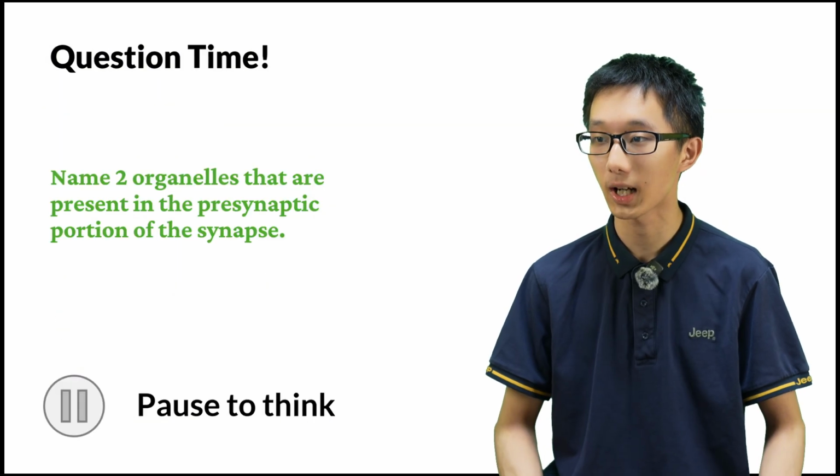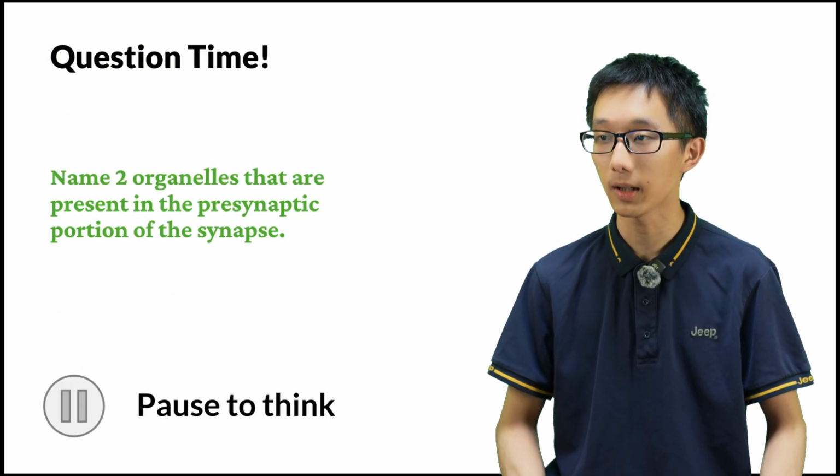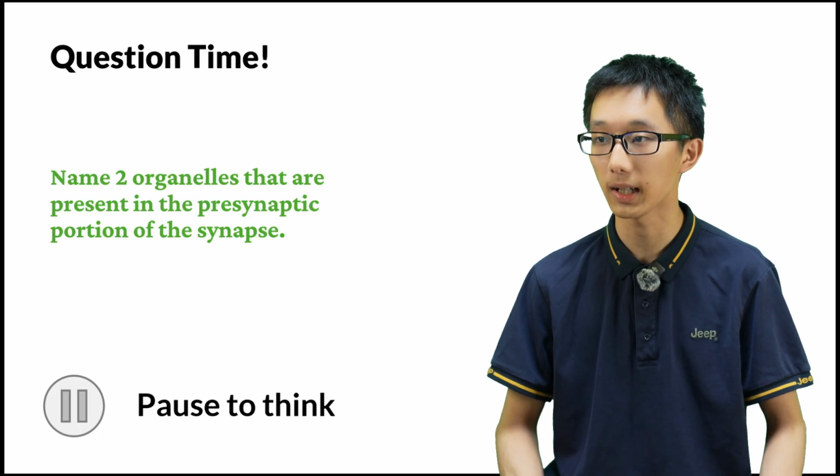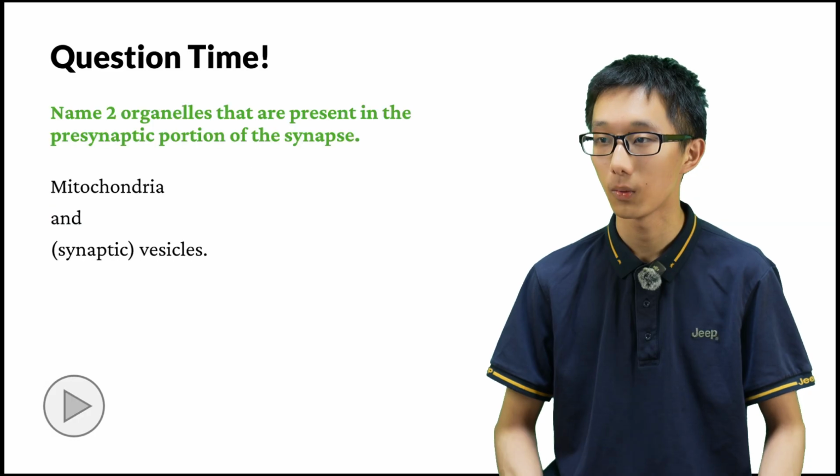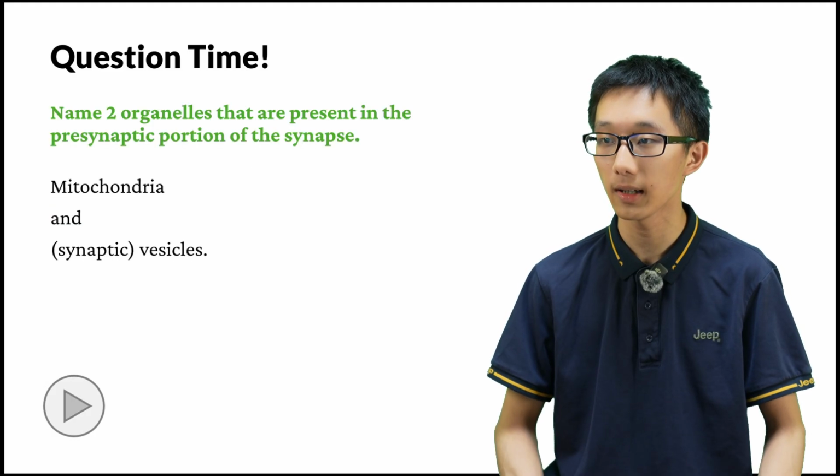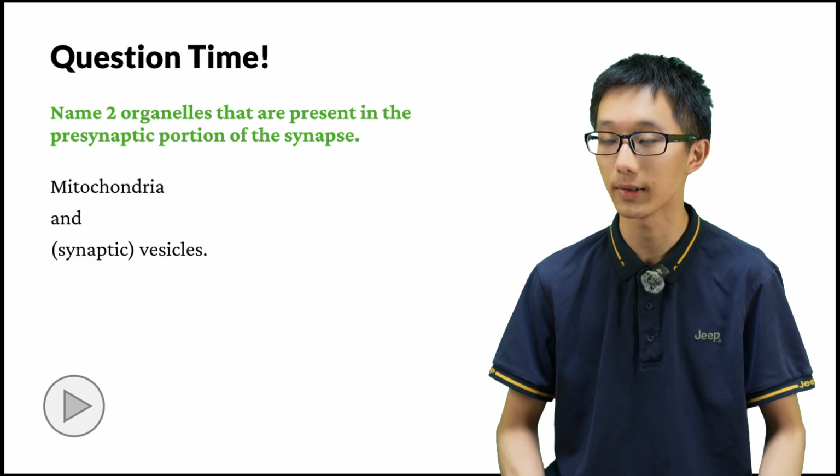Now, please take some time to pause and review. Can you name 2 organelles that are present in the presynaptic portion of the synapse? Well, we can find mitochondria, which are used to provide energy, and of course synaptic vesicles, which is the easiest form of organelle.